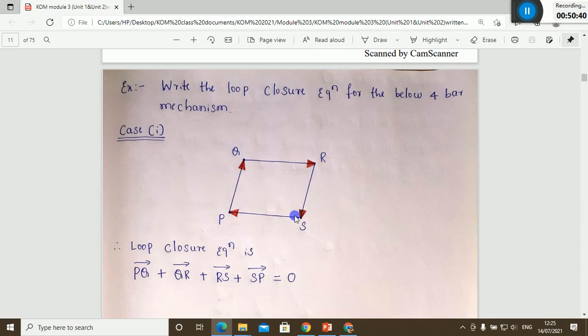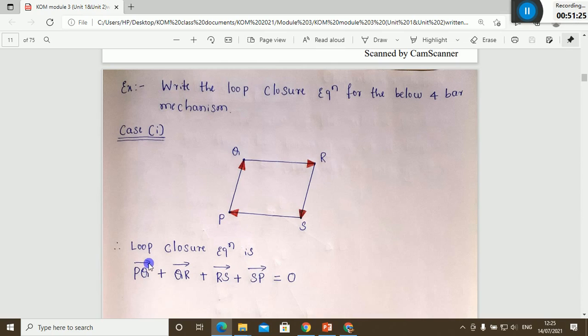You can take any one as a reference. For my reference, the clockwise vector is positive, the counterclockwise vector is negative. Since PQ is clockwise, QR is positive, RS and SP all are positive. So I'll take plus plus plus plus, make the summation, and the summation will be 0 as per the loop closure equation. So this is the loop closure equation for this mechanism. First there will be a mechanism. You need to indicate all the kinematic links in the form of vectors, and you have to take the summation of the displacements of the individual vectors. If all are clockwise, take positive. If anyone is counterclockwise, take it as negative.